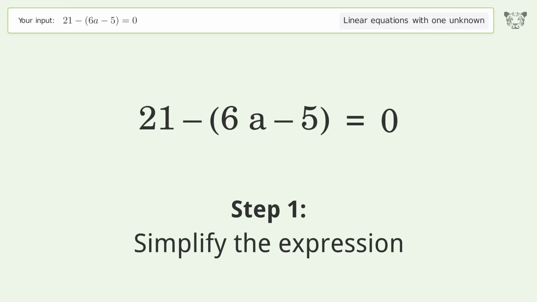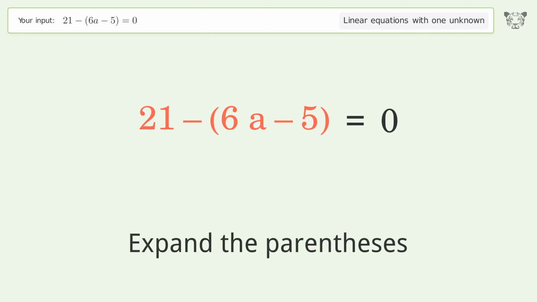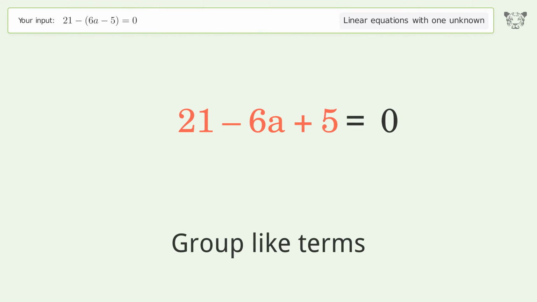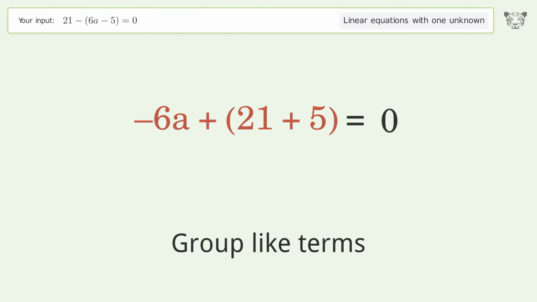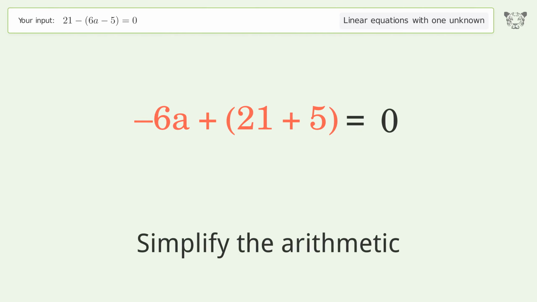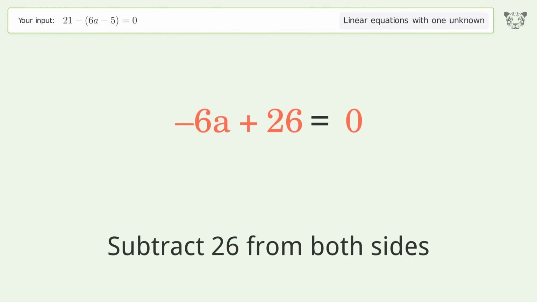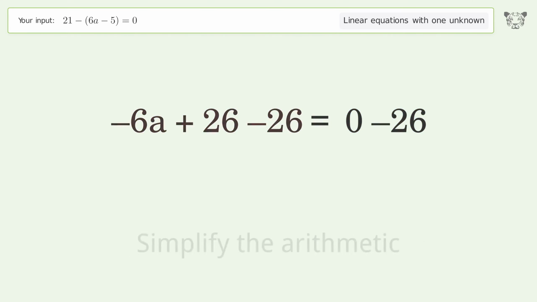Simplify the expression. Expand the parentheses. Group like terms. Simplify the arithmetic. Group all constants on the right side of the equation. Subtract 26 from both sides. Simplify the arithmetic.